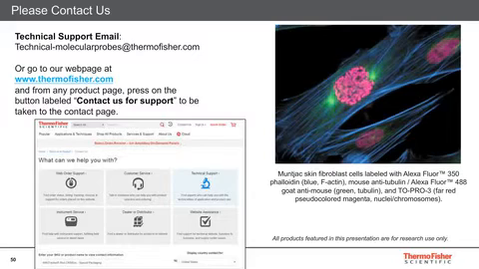Or with our EVOS FL Auto and FL Auto 2 system, which is newer and has more features, you can actually do automated imaging. So you can put a plate on there, set it, and then tell it to go and have it image maybe once every 15 minutes or every half hour, all through the night, especially if you have an on-stage incubator system, which is available as an accessory with those.